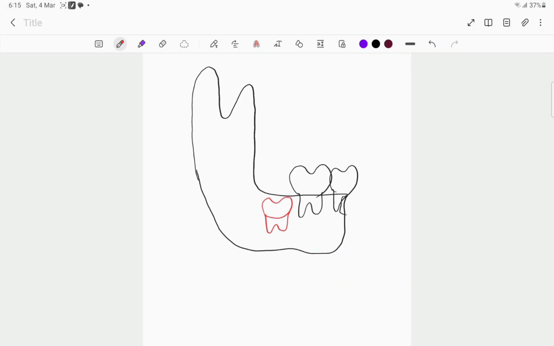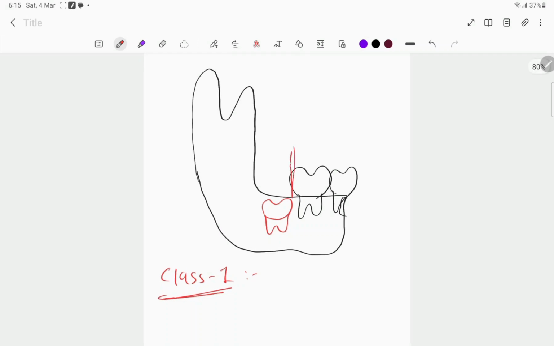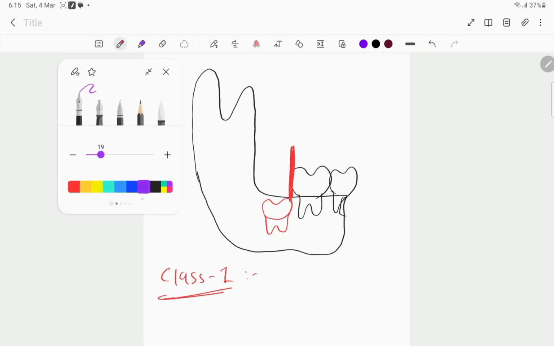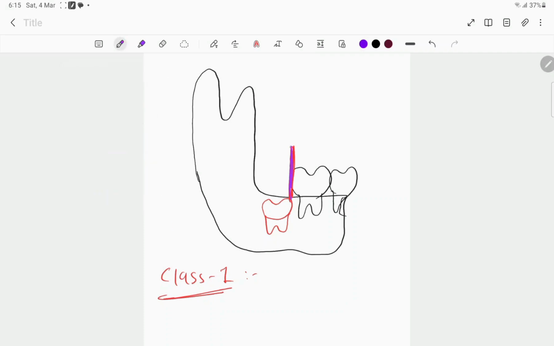In this we have three classes. First is class 1. In class 1, what we can see is the space between the distal surface of the mandibular second molar, this is the distal surface of the mandibular second molar, right? And this is the anterior border of the ramus, right? So in between this we have sufficient space.